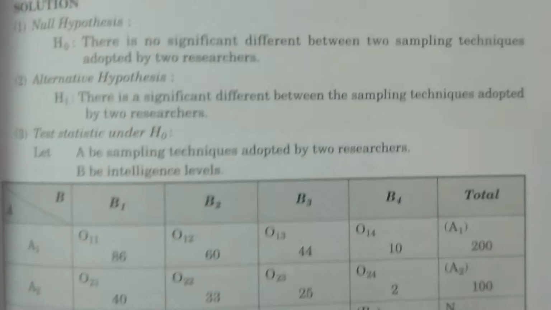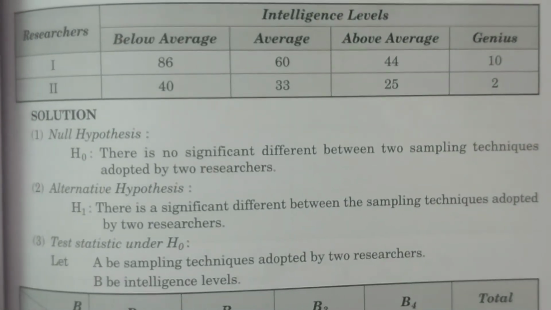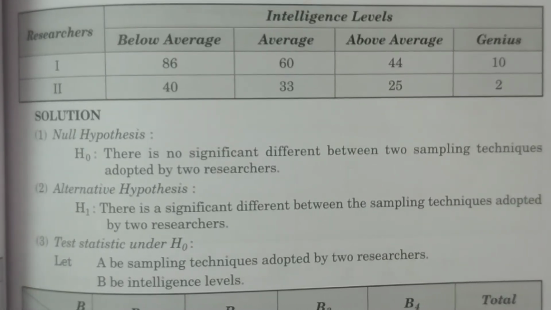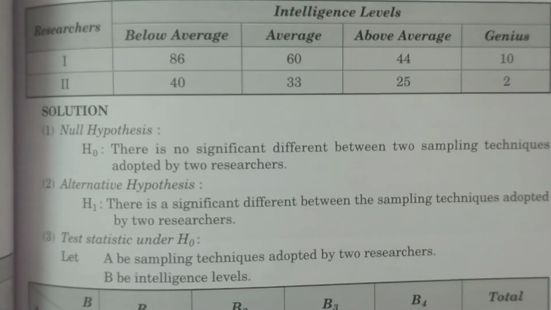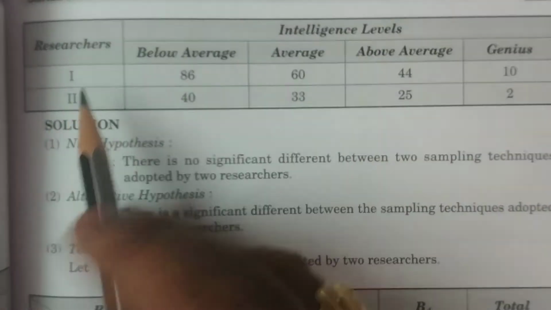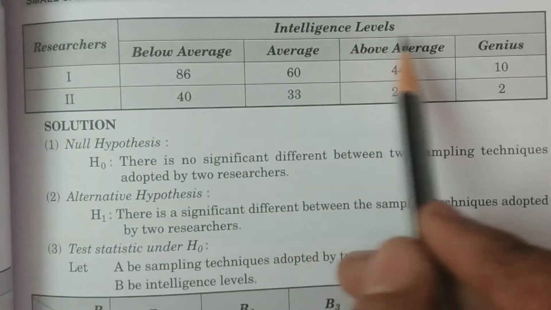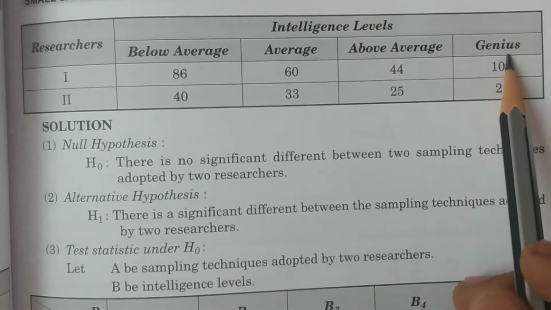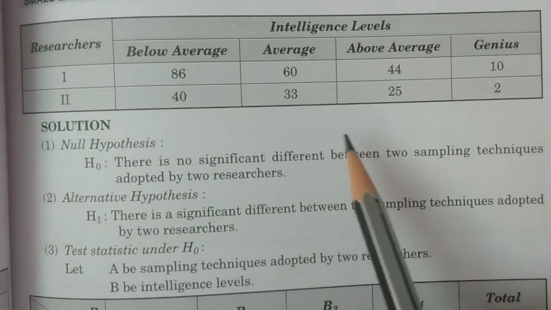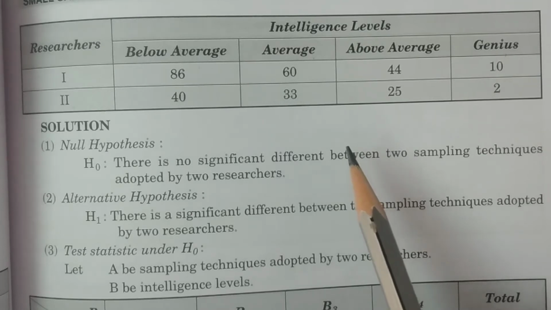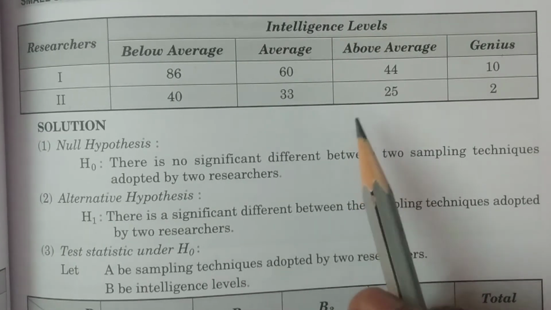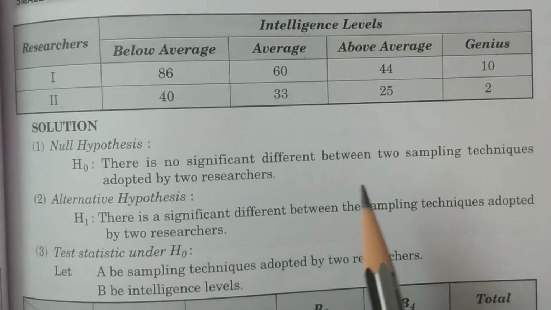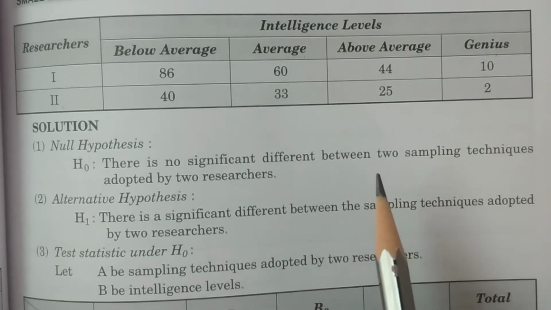You see, first of all, the results. So these are the results by the two researchers by adopting two particular sampling techniques. You see here researcher 1, researcher 2, and these are the intelligence levels. They have taken different intelligence levels: below average, average, above average, and genius. This is the number of students at different intelligence levels, of the group of students. And these are the results down. Now it is required to examine whether the sampling techniques adopted by the two researchers are significant or not, right?